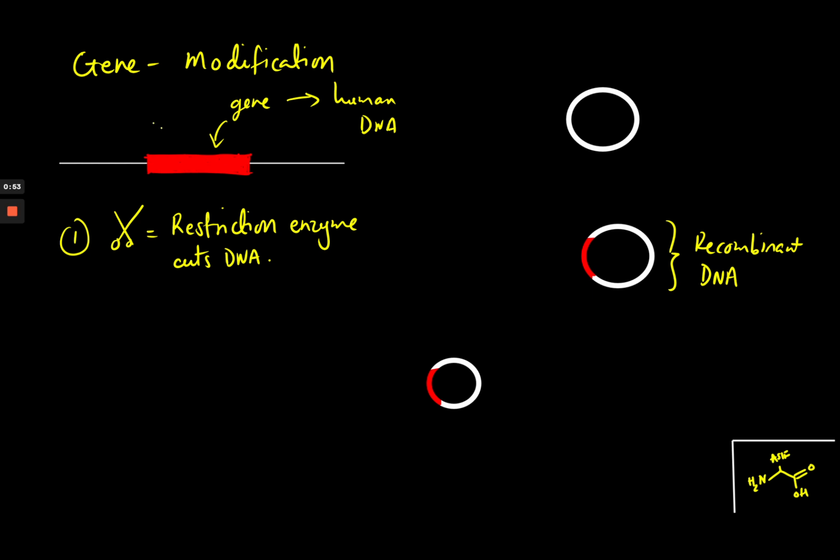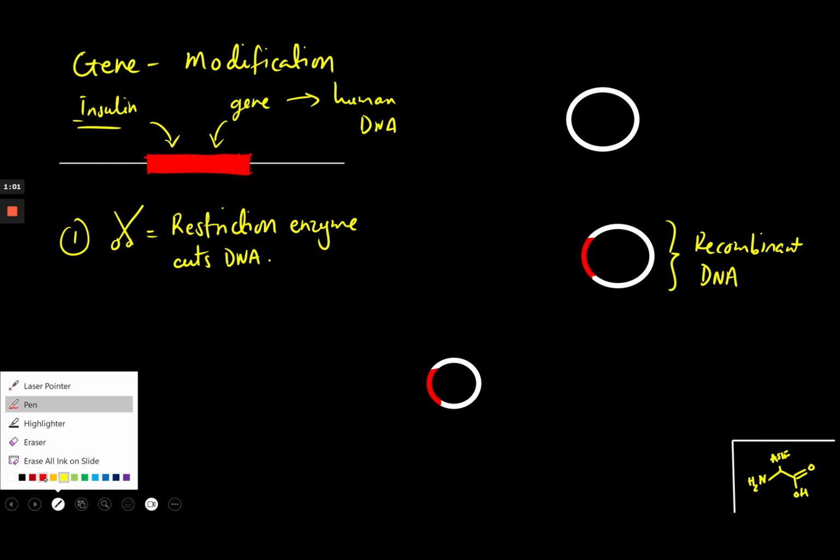So the gene we're going for is insulin. Insulin is, of course, the hormone responsible for reducing blood glucose levels.